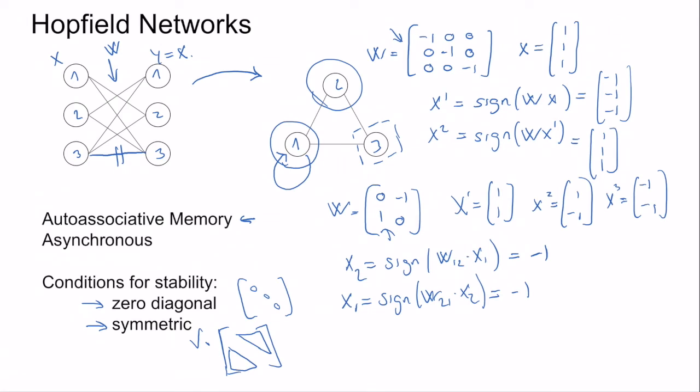And then I can update the value of x2 again, and that will be -1 times -1, that will be essentially 1. So x4 will be -1, 1. And again, I will be cycling through these 4 steps forever, so it's unstable again.